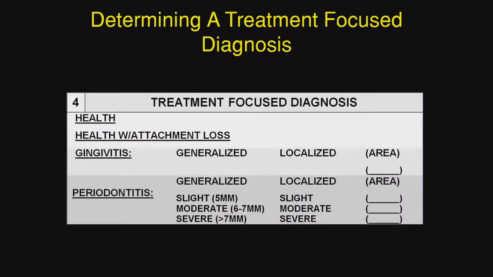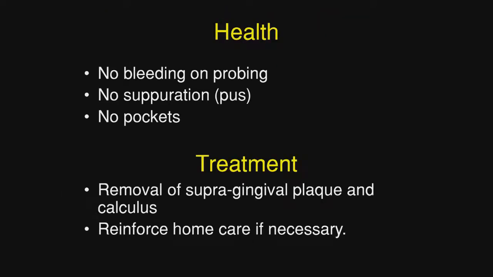Now, determining a treatment-focused diagnosis, this is block number 4. There are 4 possible diagnoses that we can give. Certainly we could get into subdivisions, but we have either health, health with attachment loss, gingivitis, or periodontitis. So let's deal with health. Health is no bleeding on probing, no suppuration, and no pockets. The treatment is removal of supragingival plaque and calculus, and reinforced home care if necessary.